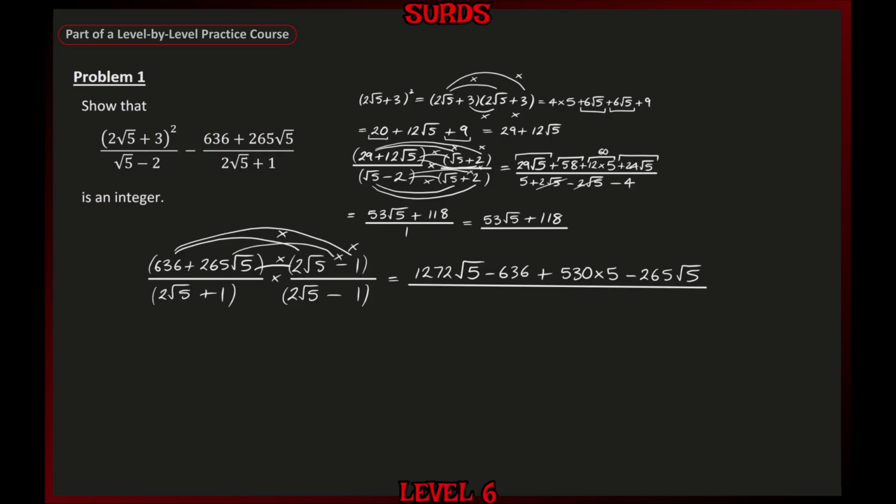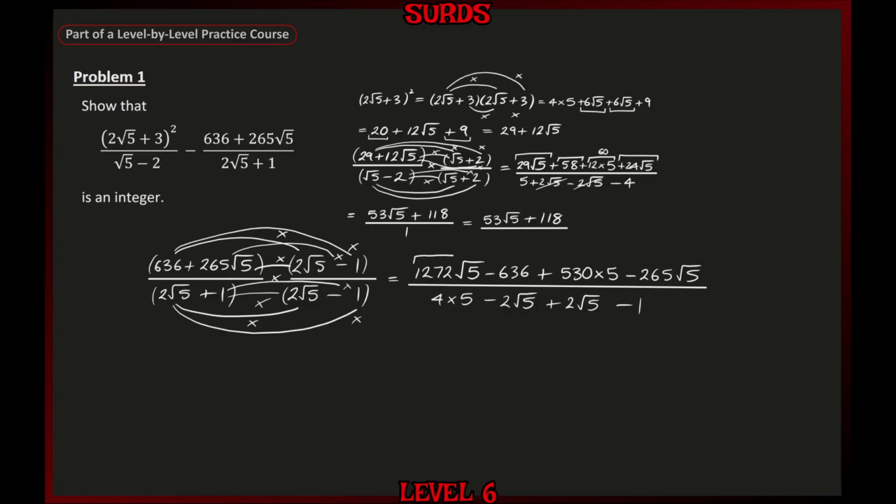Moving our attention to the denominator, we can start by multiplying together 2 root 5 and 2 root 5. Well, 2 times 2 is 4, and root 5 times root 5 is just 5. 2 root 5 multiplied by minus 1 is minus 2 root 5. 1 times 2 root 5 is plus 2 root 5. And 1 multiplied by minus 1 gives us minus 1. And we can now simplify.